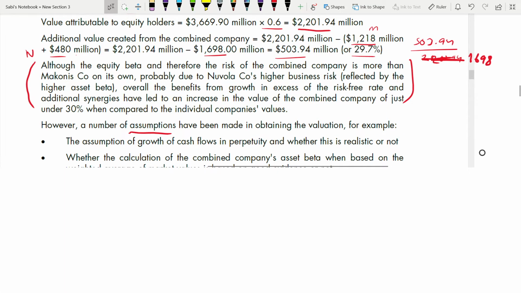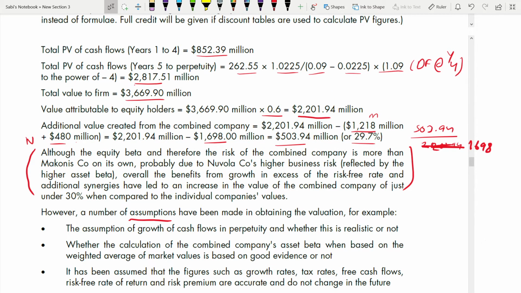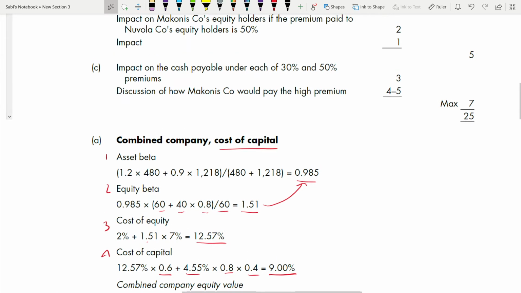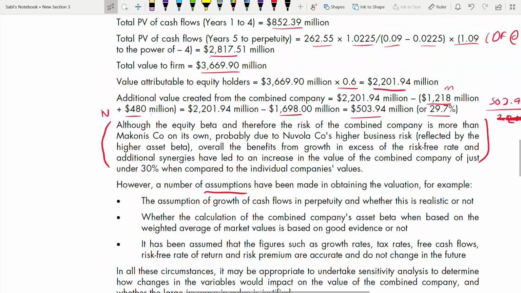So basically when you comment on the results, you have to talk about the equity beta, whether equity beta increased or not. Equity beta means what? It measures the risk, right? We'll see. Combined equity beta was 1.51, but if you are taking the equity beta of just Makoni, it is 0.9. So that equity beta increased. And also the asset beta, 0.985. Sorry, it increased compared to the 0.9. Asset beta increased, equity beta increased. So business risk increased.